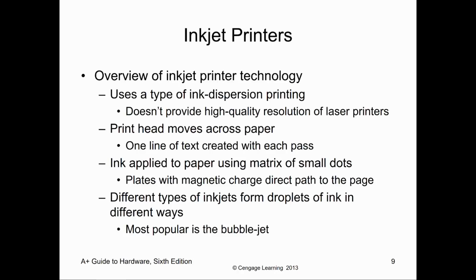It doesn't provide high quality resolution like a laser printer does. The print head will move across the paper one line of text at a time. And one line of text is very subjective. We're not talking about a single character, because a character may require several passes. So it's small areas, one line at a time.